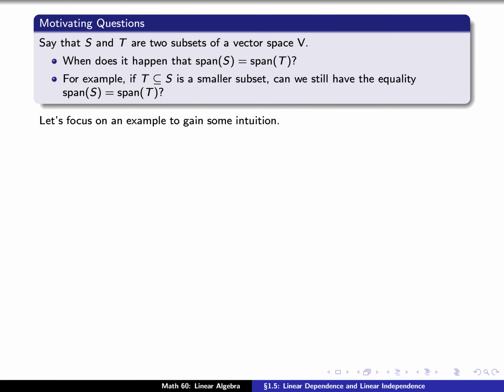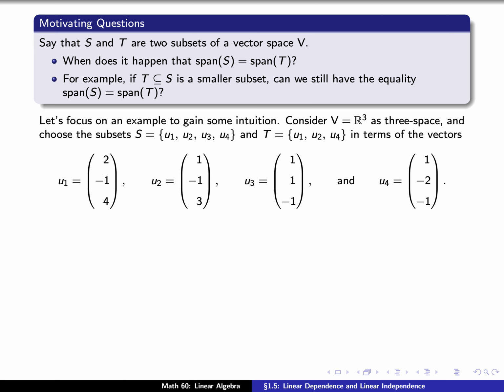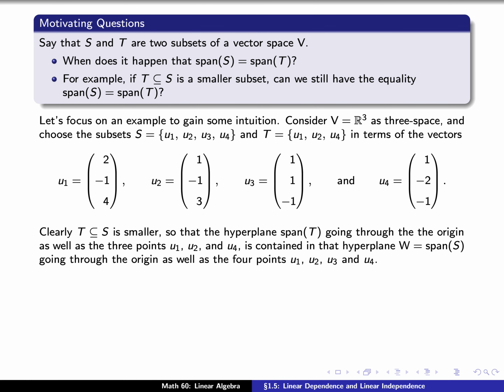Well, as a specific example, let V be three-dimensional space, R3, and let's consider two subsets, S and T, in terms of the four vectors that you see here on your screen. T will consist of just three vectors, u1, u2, and u4, whereas S will consist of all four that you see. We see here that T is contained in S, so we expect that the span of T is contained in the span of S. The intuition here is that T really consists of just three directions that we can move in, whereas S consists of four directions that we can move in.